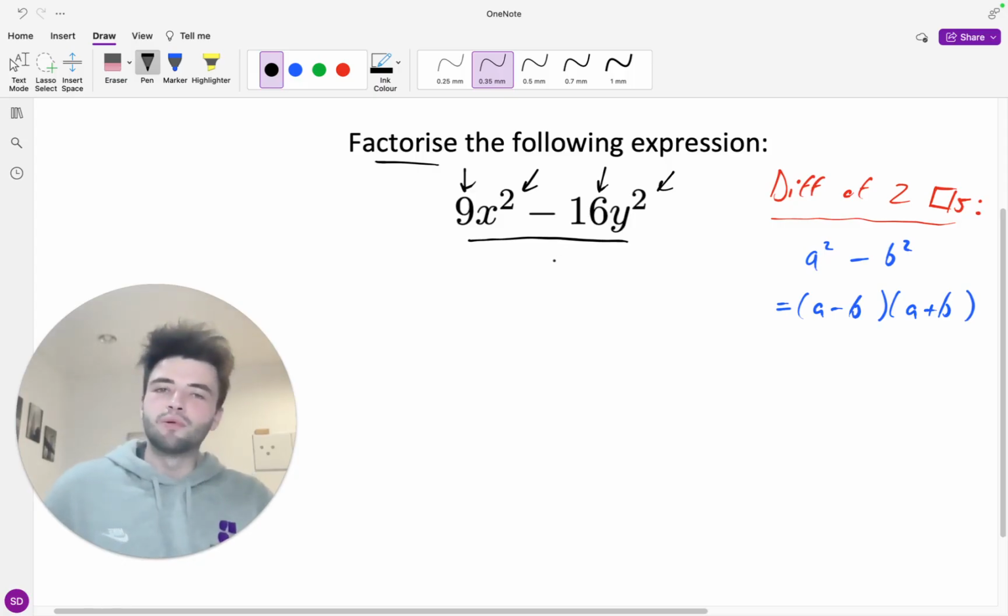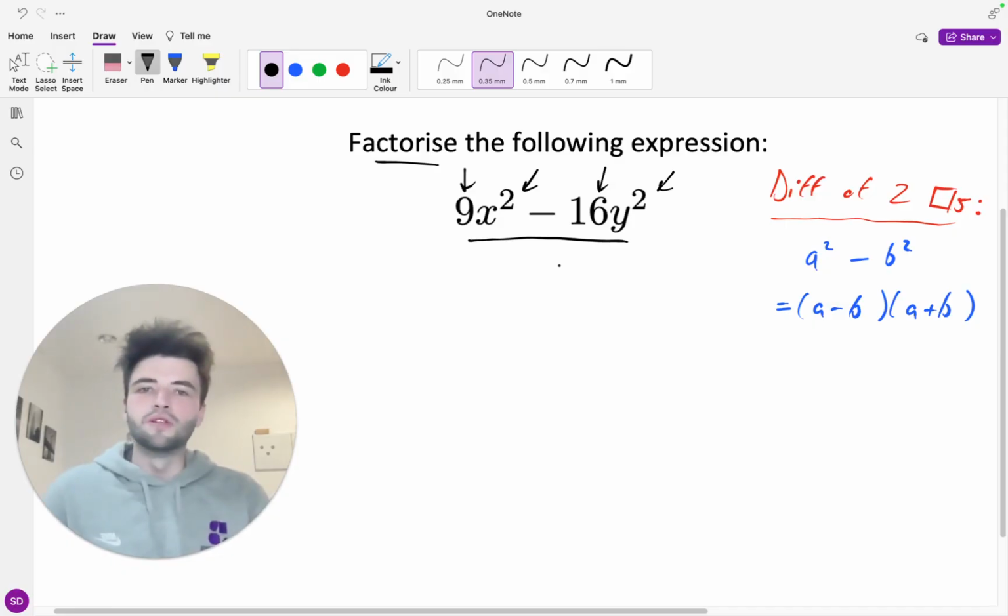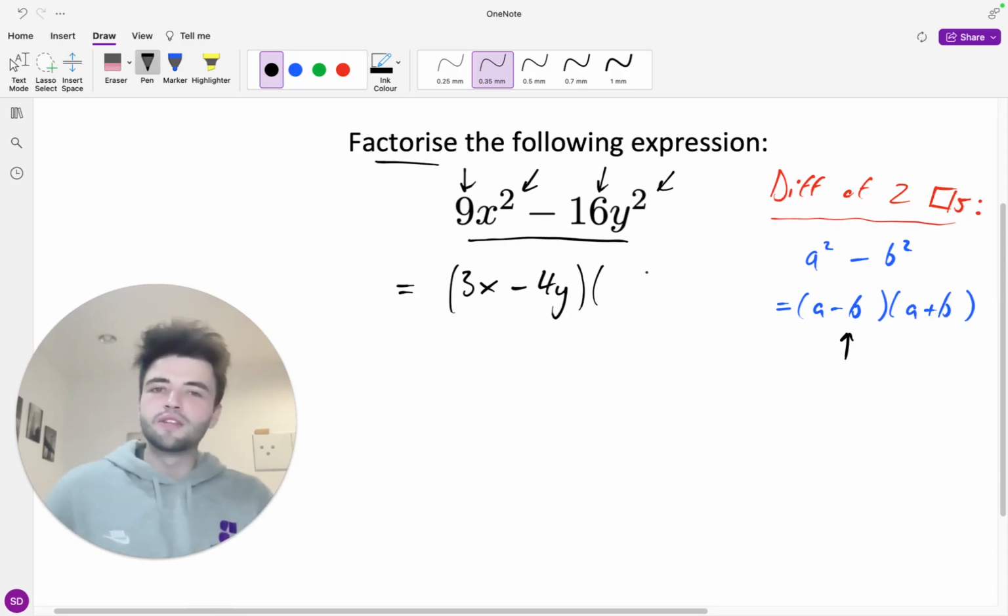So we know that both 9 and 16 are square numbers because they have a square root which is a whole number. And so we know that the square root of 9 is going to be 3. So our first term is going to be 3x. And then using this a minus b example over here, we can say that the second term is going to be minus 4y, because 4 is the square root of 16, and of course y squared just goes down to y. And so hopefully this makes sense.